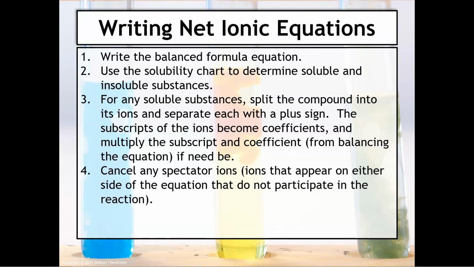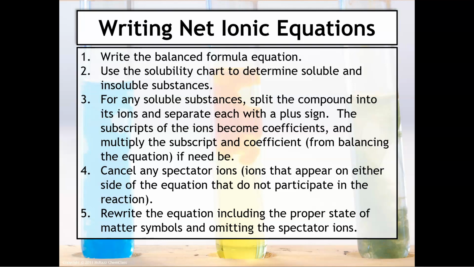You will then have to cancel what we call spectator ions. So these are called spectators. If you think about spectators at a sporting event, these are the people that kind of stand around and just watch the game played. Now, spectator ions are kind of similar in that they're going to just stand around and watch the reaction happen. So these are ions that do not participate in the reaction, but they are there and they appear on either side of the equation, and all you'll do is cancel them out. And then finally, you're going to rewrite the equation, including the proper state of matter symbols and omitting those spectator ions.